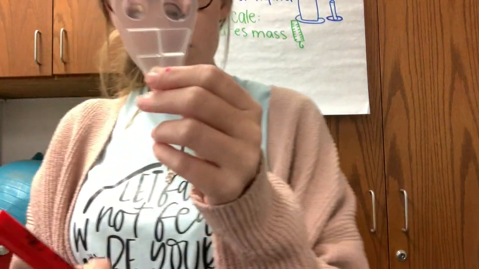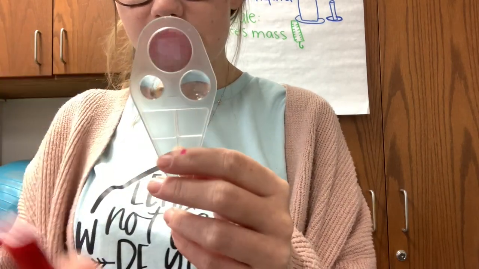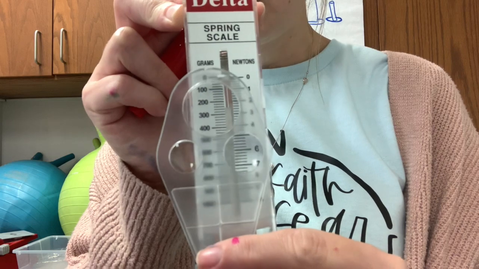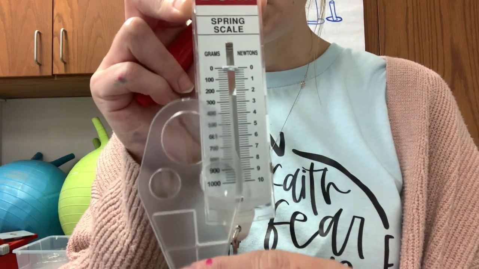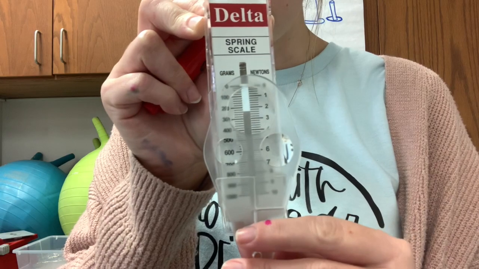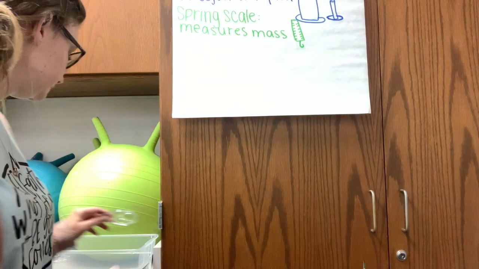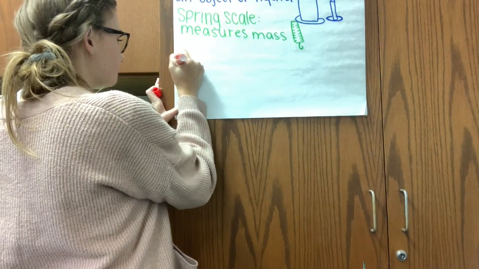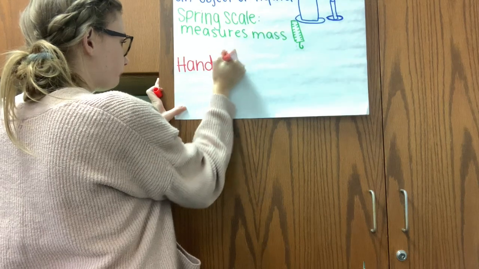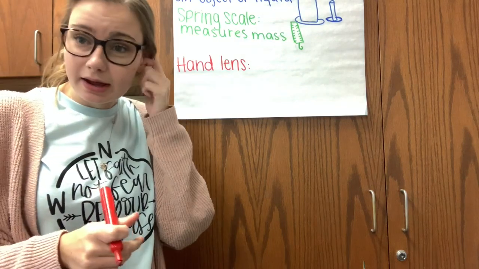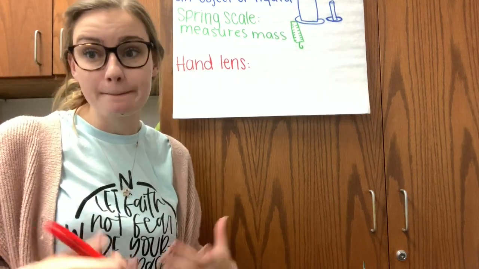So a hand lens is like a magnifying glass. And this specific hand lens has 3 different things that you can look into. And they each make something a different size. So if you couldn't read your rain gauge, you can hold your magnifying glass up to the numbers and you can see the numbers get bigger. It helps you read. So we're going to write hand lens. And a hand lens makes objects look bigger.